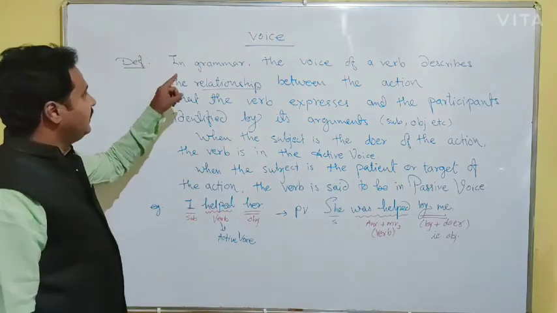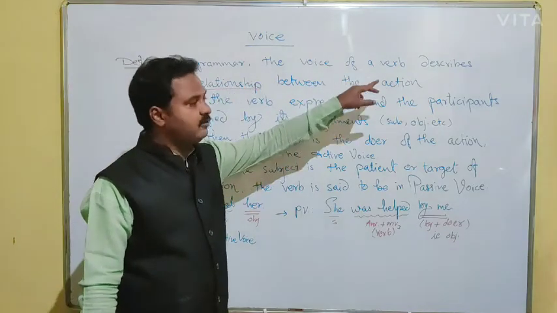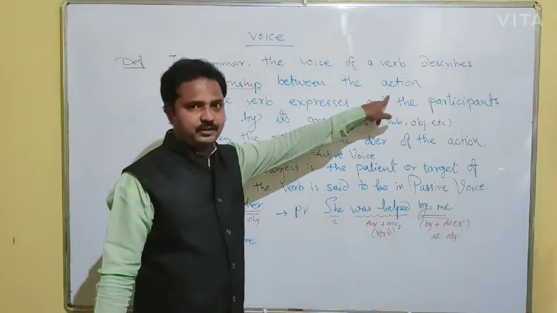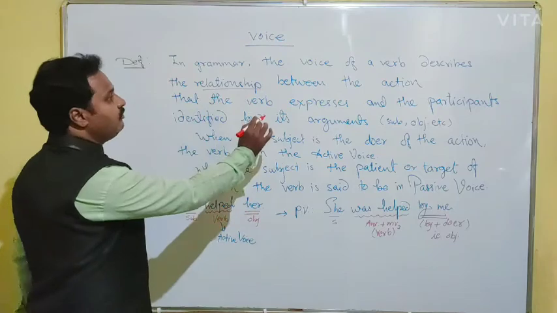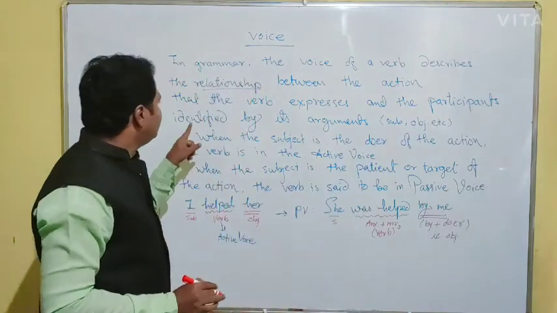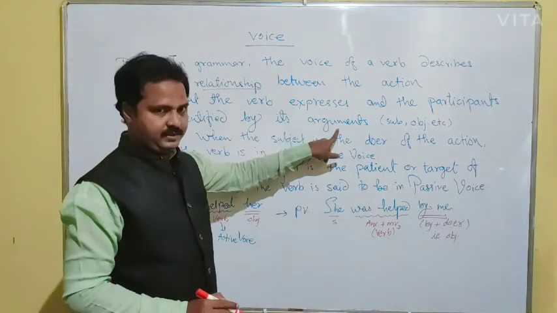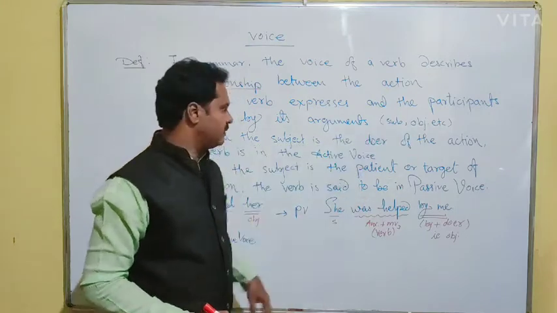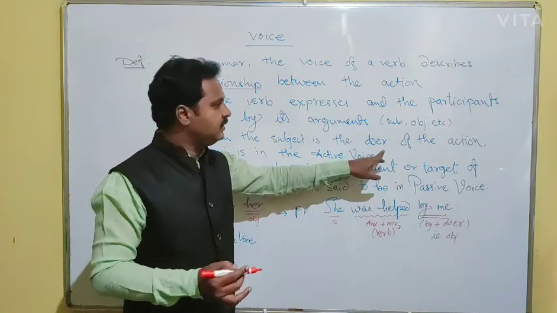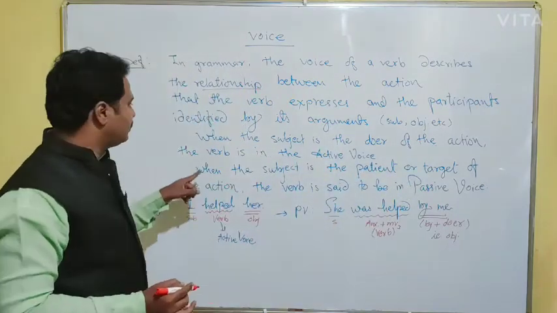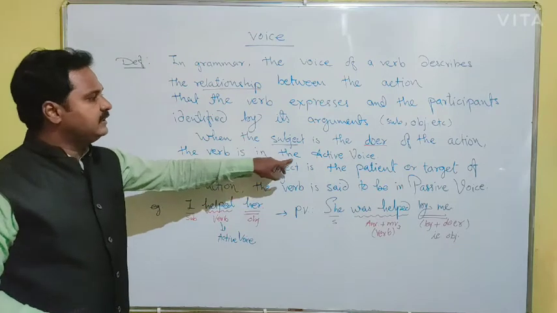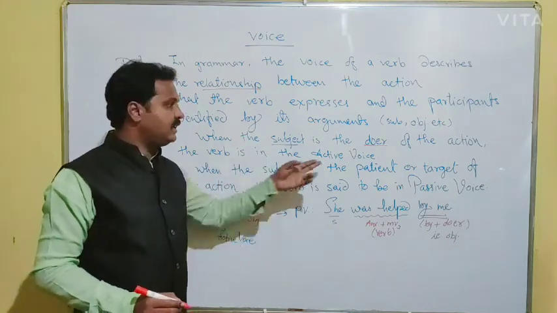Definition of voice. In grammar, the voice of a verb describes the relationship between the action that the verb expresses and the participants identified by its arguments, that means subject, object, etc. When the subject is the doer of the action, the verb is in the active voice. It shows that active voice.